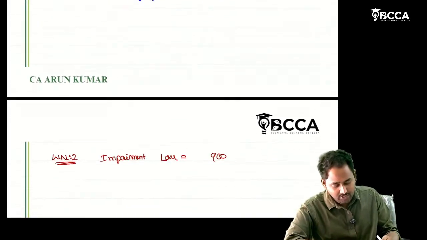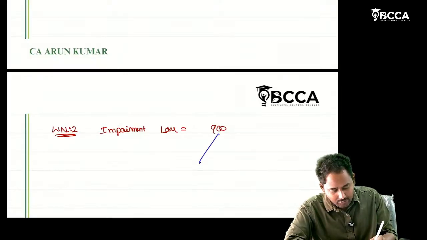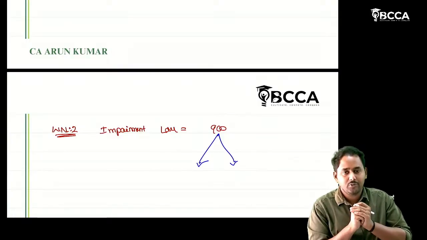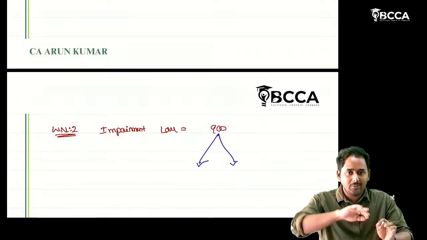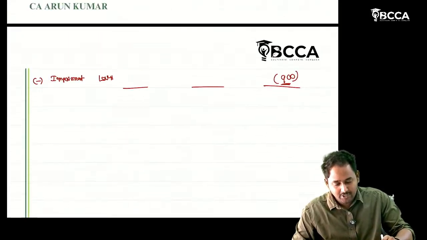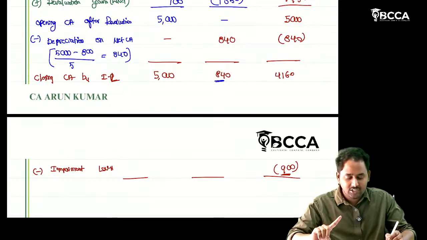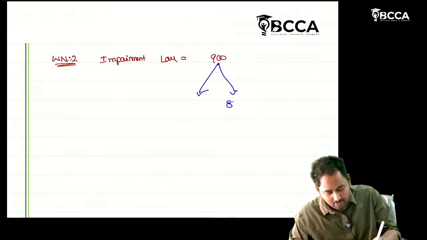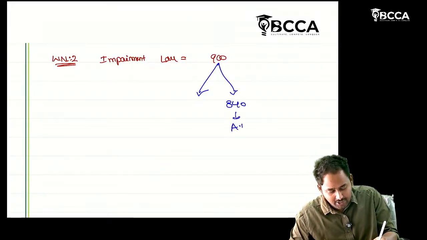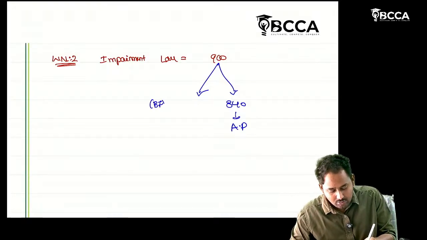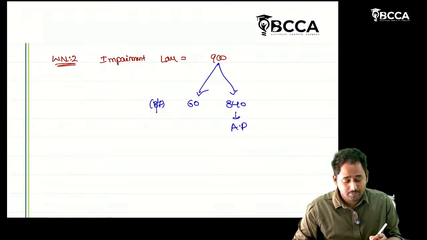This loss should be allocated between gross carrying amount and accumulated depreciation. But what approach are we following? We are following the approach of elimination of the accumulated depreciation. What is the balance in the accumulated depreciation? 840. So first this 840 should be eliminated, so 840 for accumulated depreciation and the remaining amount, the balancing figure, 60, should be eliminated from gross carrying amount.